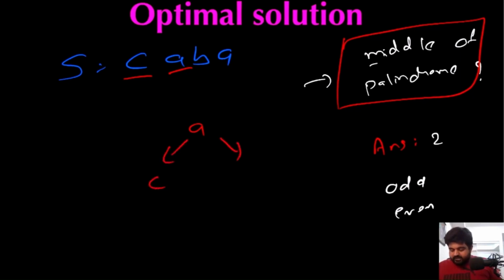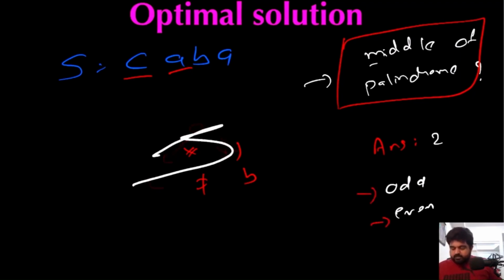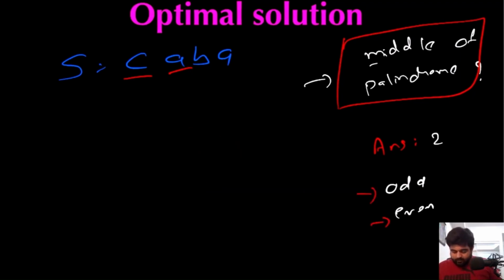So the left value is C and the right value is actually B. So both are not the same. Also, they are not the same as this A and B, which means this is not an odd length palindrome or an even length palindrome. So we are good to go. Now we will move on to the next value B.